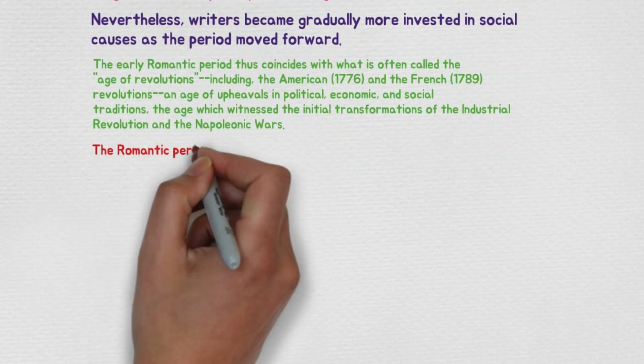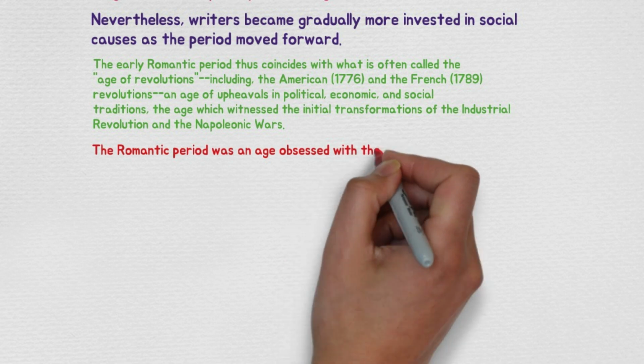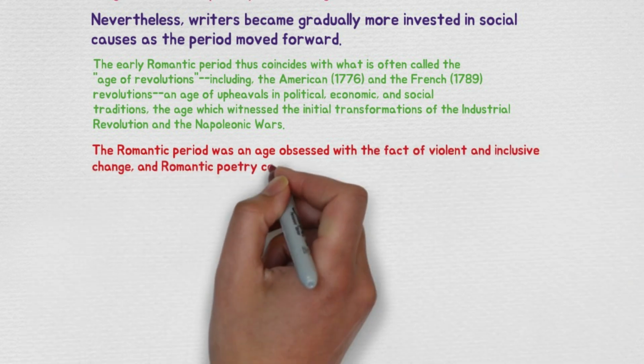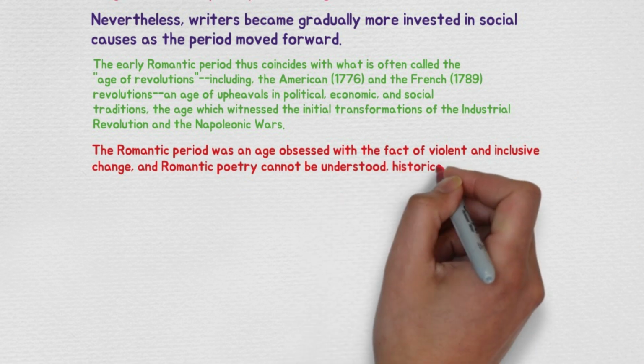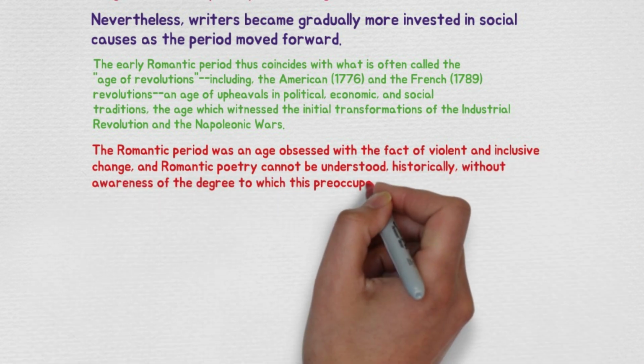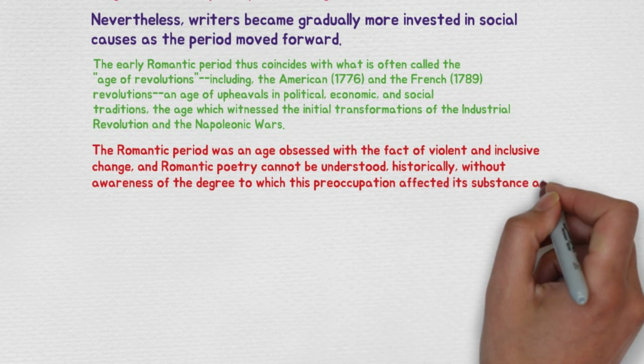The Romantic period was an age obsessed with the fact of violent and inclusive change, and Romantic poetry cannot be understood historically without awareness of the degree to which this preoccupation affected its substance and form.